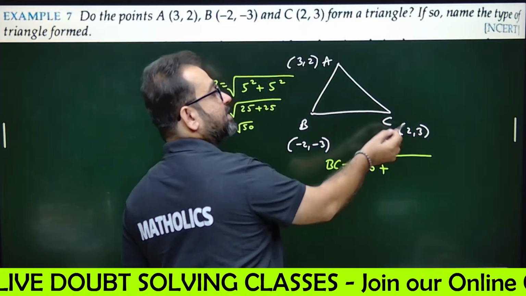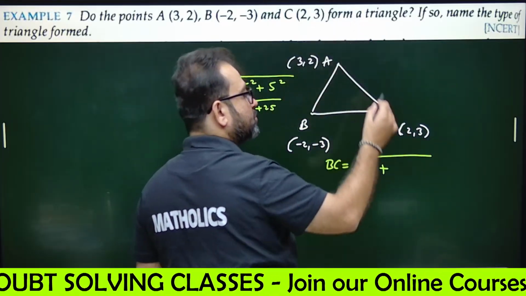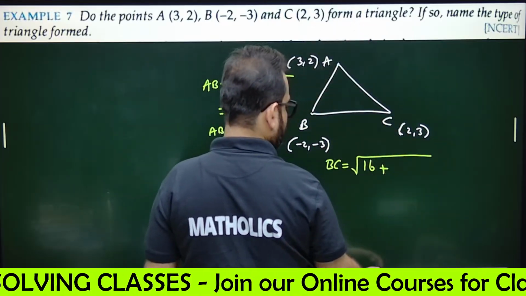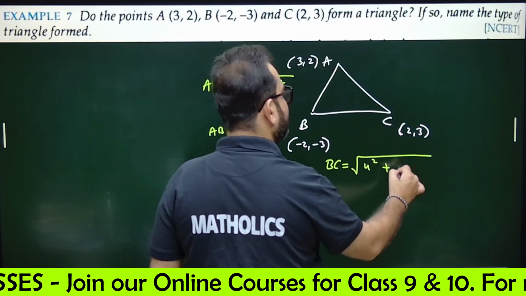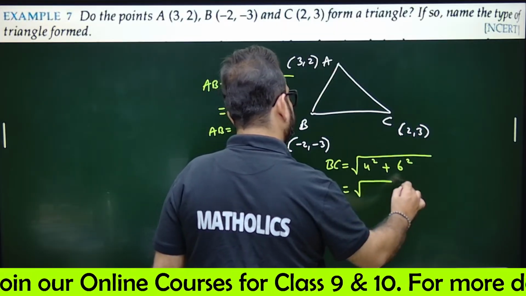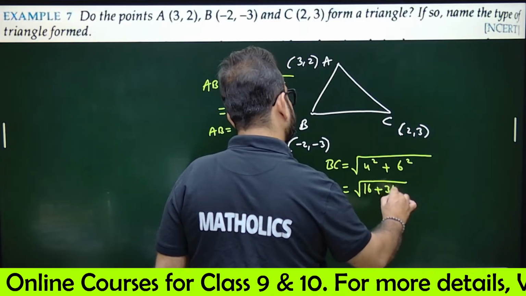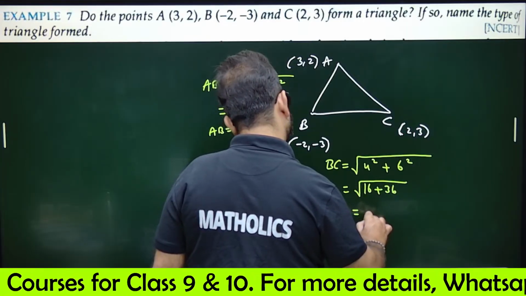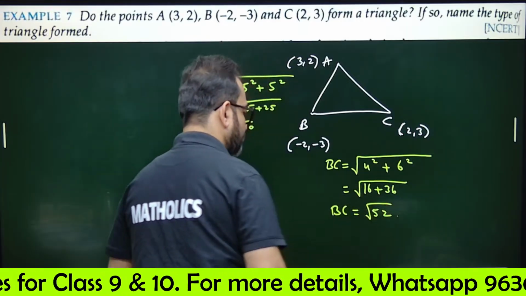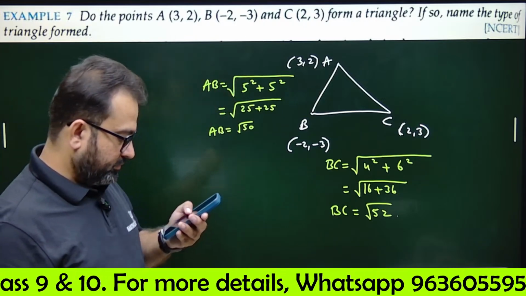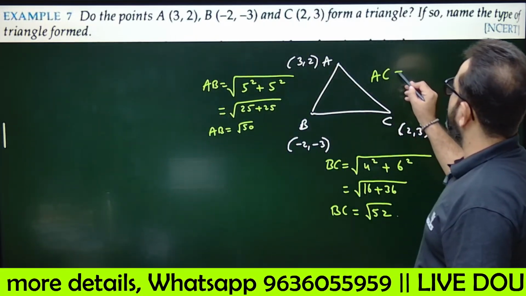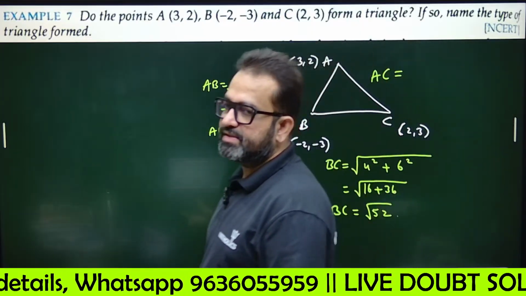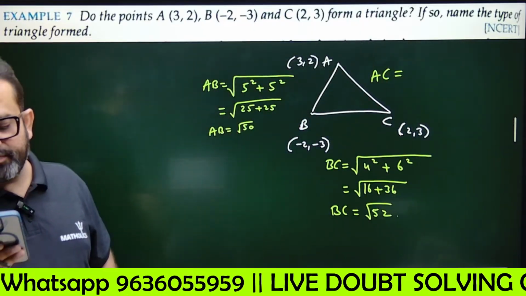3 minus minus 3, 3 plus 3 means 6 square. So it is nothing but 16 plus 36. So BC came out to be under root 52. Got it? So tell me what will be the length of AC. Up to you. Come on, solve. Calculate and tell me the exact length of AC.